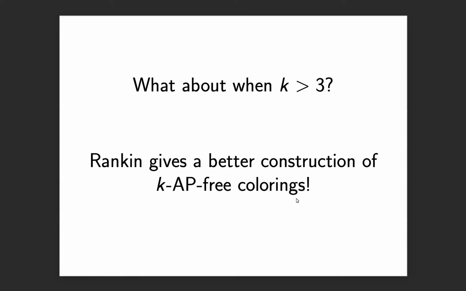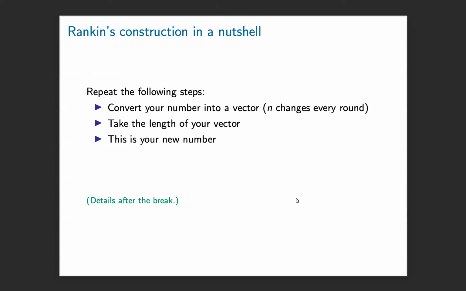As I mentioned before, Rankin gives a better construction. I'll show details after the break, but in a nutshell, what Rankin does is the following. We just repeat the process of converting a number into a vector, taking the length of the vector, and then taking that length to be your new number. We repeat this over and over again with the base that we're taking in our vector transformation shrinking every round. And if we complete the analysis, this will prove to be much more efficient.